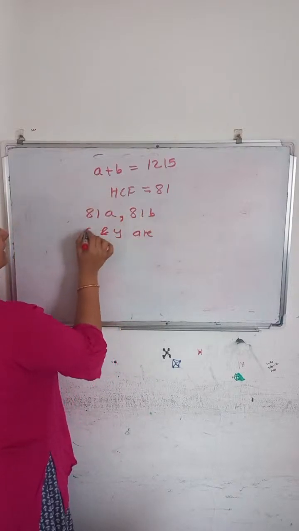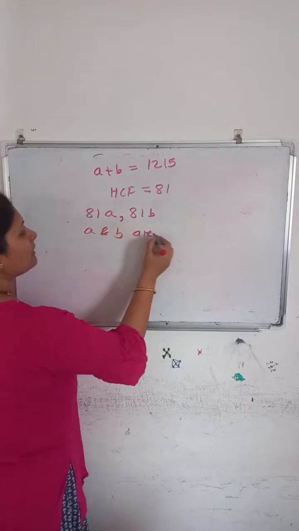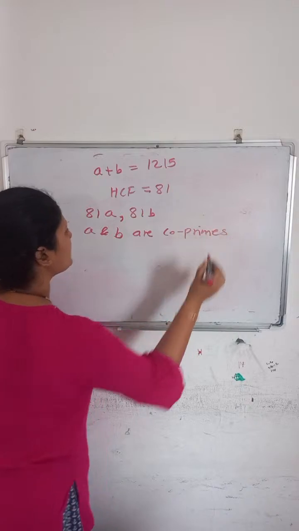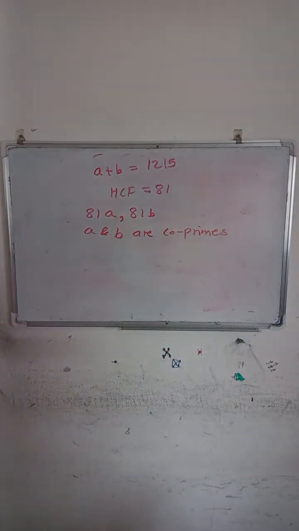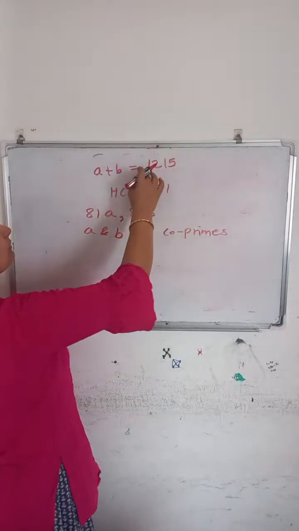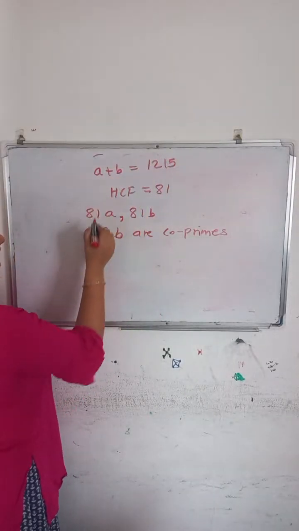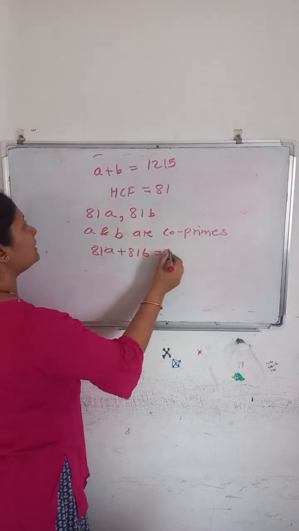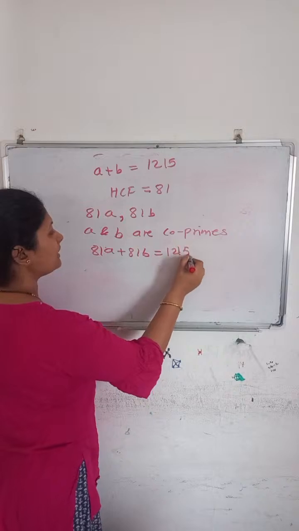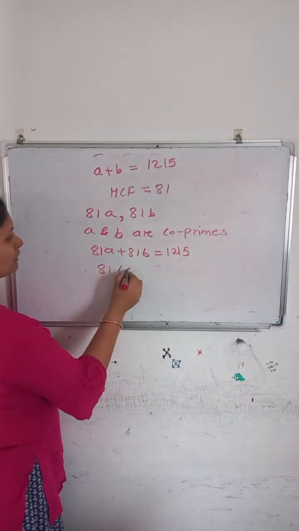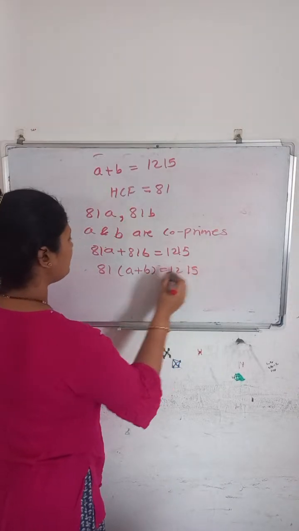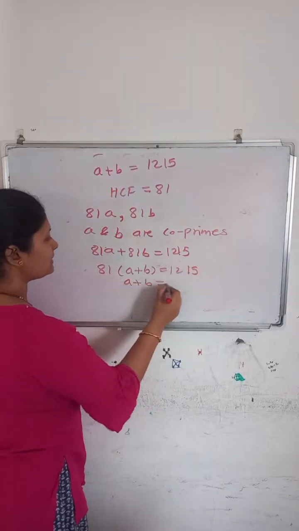So A and B are co-primes, and their sum is equal to 1215. Now I can write it as 81A plus 81B is equal to 1215. If I take 81 common, then A plus B is equal to how much?